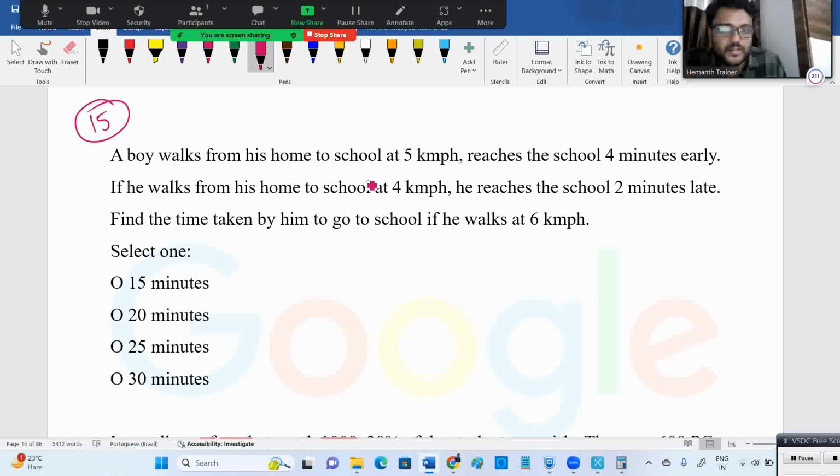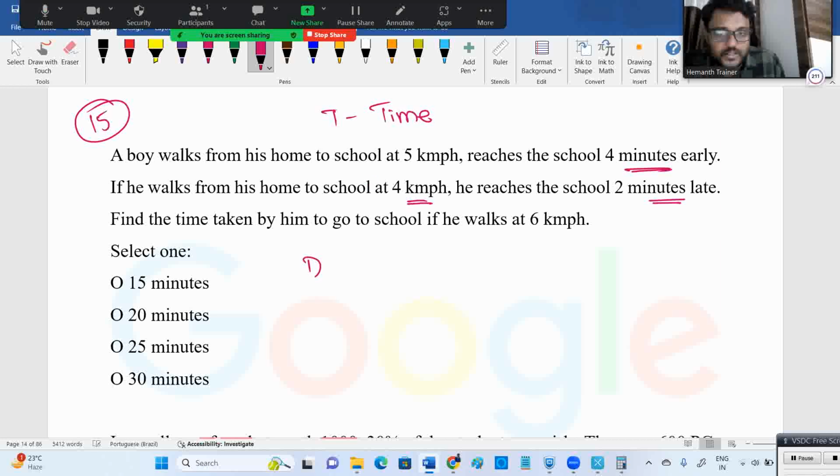At 5 kilometers per hour you are going early. When the speed is less you are going late, and with 6 kilometers per hour, how much time will you take to reach the office, right? See, t is the normal time taken to reach the office. Let's say t is the time taken to reach the office.